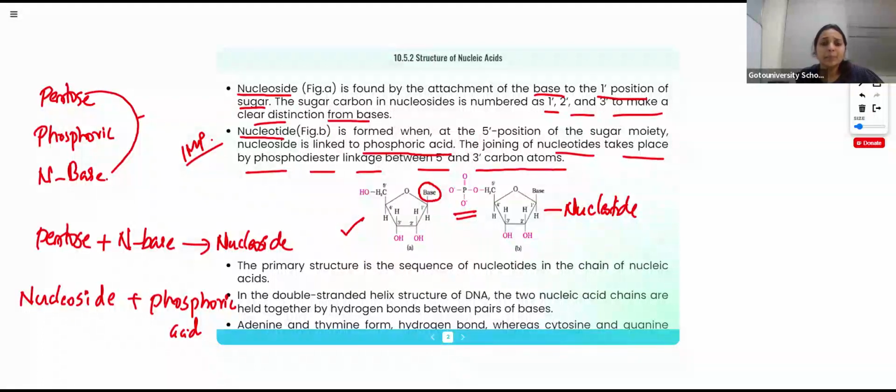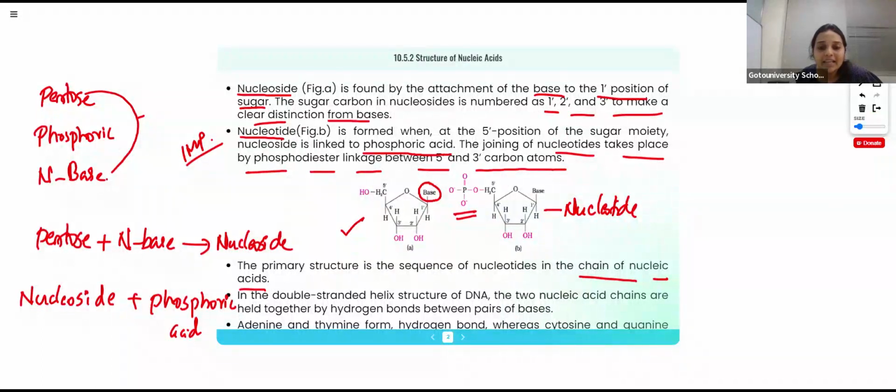Got it? The primary structure is the sequence of nucleotides in the chain of nucleic acid. Means in the nucleic acid, you can see what is the structure of DNA. You know the structure of DNA, right? Double helix structure. So primary structure is the sequence of the nucleotides in the chain of the nucleic acid.